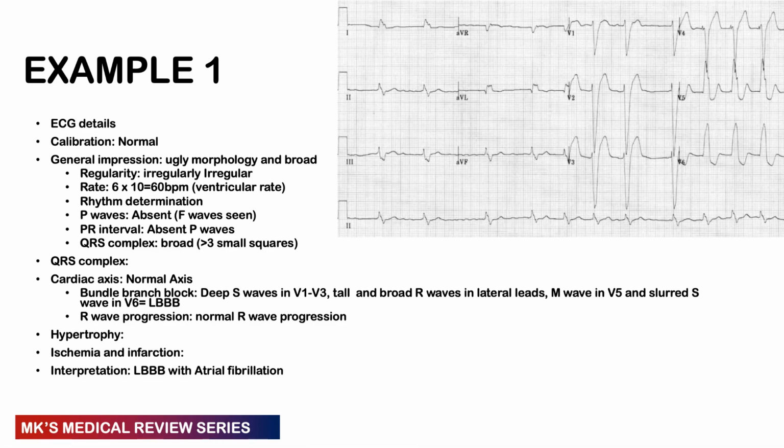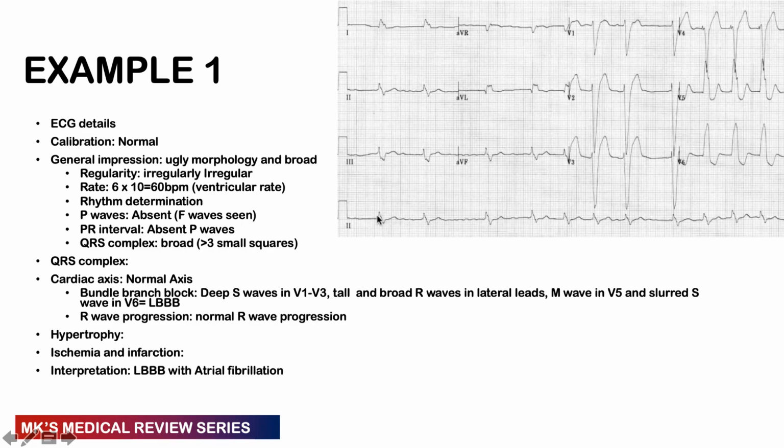When you look at this ECG at a glance, we can see that these QRS complexes don't look normal. They look broad, they look bigger than 3 small boxes. So there are ugly morphologies and the QRS complexes are broad.